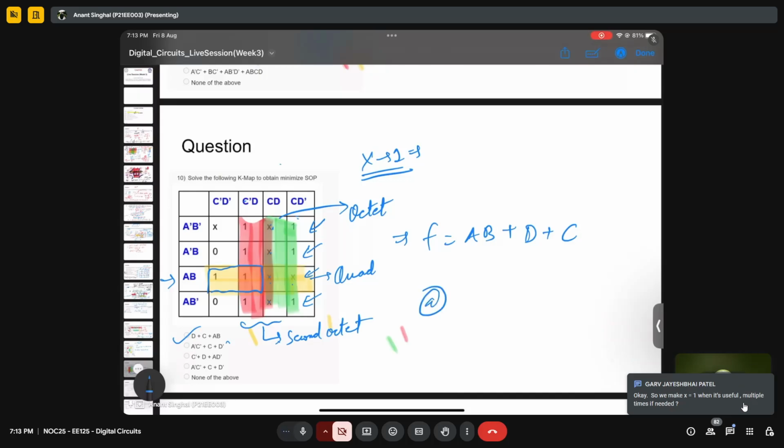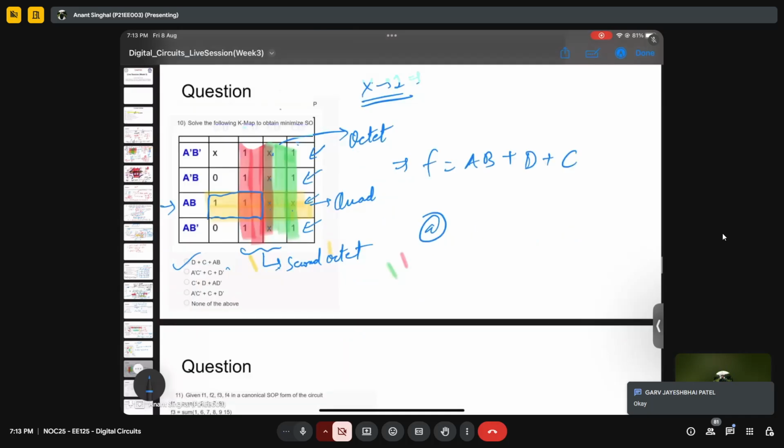So if you make it 1, it is always 1. Wherever you want the x to be 1, it will remain 1 there. Any x can be 1 or any x can be 0 as per your convenience. That is why we called it as don't care. Is it clear? Yeah, great. Let's move ahead now.